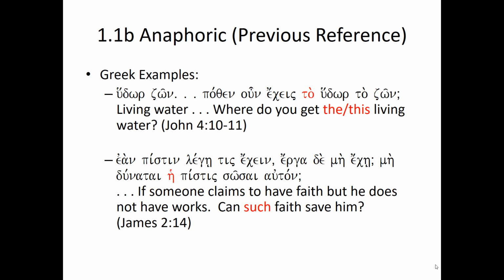"Me dunatai he pistis sosai auton?" Is that kind of faith able to save him? Is such faith able to save him? The question is not, can faith save a person? But the question is, can that kind of faith? What kind of faith is it? The kind of faith that is a faith with no works. Can that type of faith save him? And of course, James's answer is no, that kind of faith can't save him. And if you fill in the blanks, it's because that kind of faith isn't biblical faith.